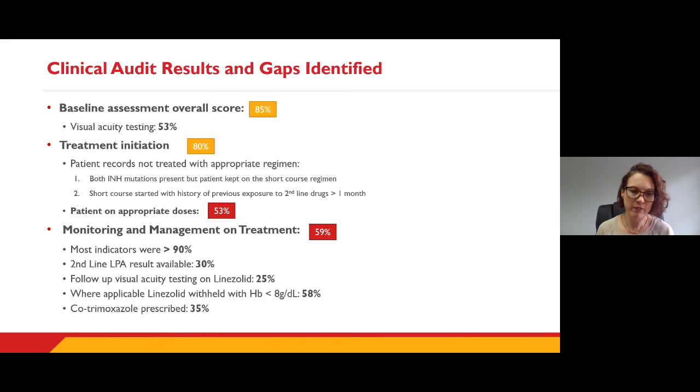And we also found very low rates of cotrimoxazole prescription for people with HIV co-infection. This is particularly important here because we've seen that this was a group of people that had very advanced HIV disease with low CD4 counts.